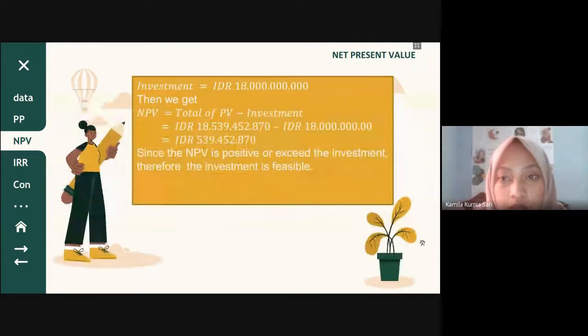Next we will calculate the NPV. We know that the nominal of investment is 18 billion rupiah, so NPV is equal to the total of present value minus the nominal of investment. The NPV value is shown on the screen. Since the NPV is positive, or exceeds the investment, the investment is feasible. So this is the result of the NPV method.